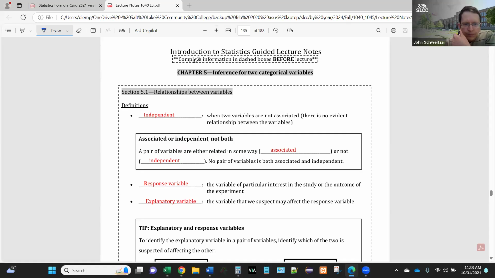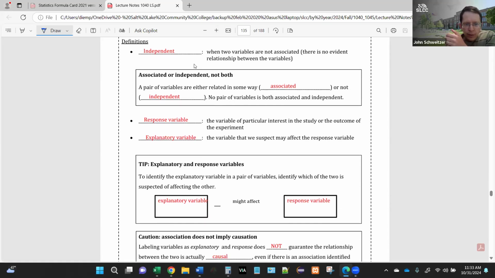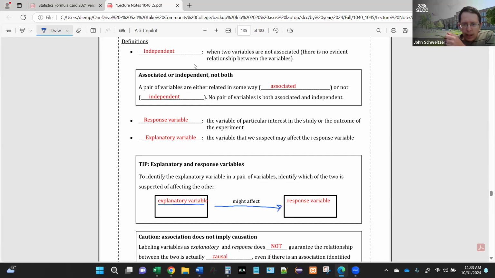The picture we want to have is we have some variable, which we would call the explanatory variable, and we're going to try to understand how it interacts with the response variable. So there's two variables. The explanatory variable is the one that we suspect may be affecting the response variable. The response variable is the one that's actually changing for some reason, right? And we're trying to understand this piece here, where we're seeing how one might be affecting the other.